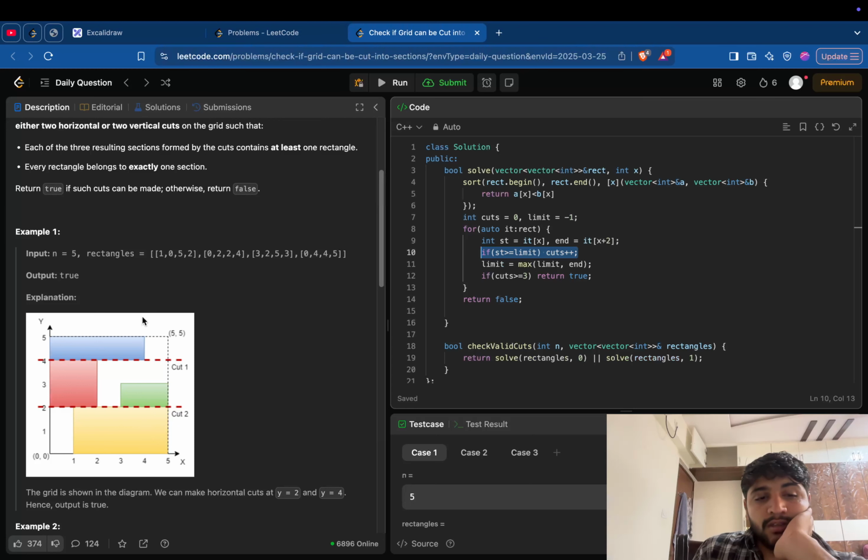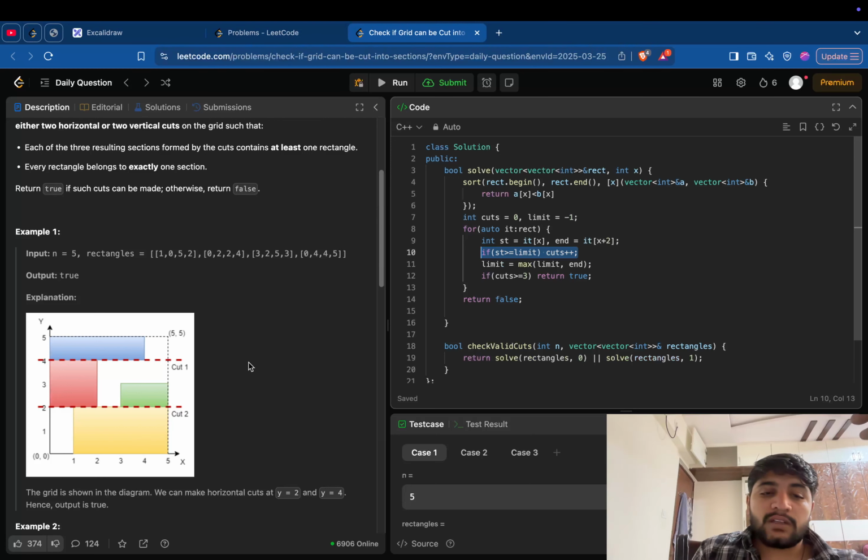Now here is one cut. Now the next element comes, which is basically starting from 1052. So 1 is basically the start of it, and the end is 5. Is 1 greater than the previous limit? The previous limit was 4. No, then the cuts again won't be increased. The cut is still 1, and the limit will now be 5. This is the maximum limit we can have.